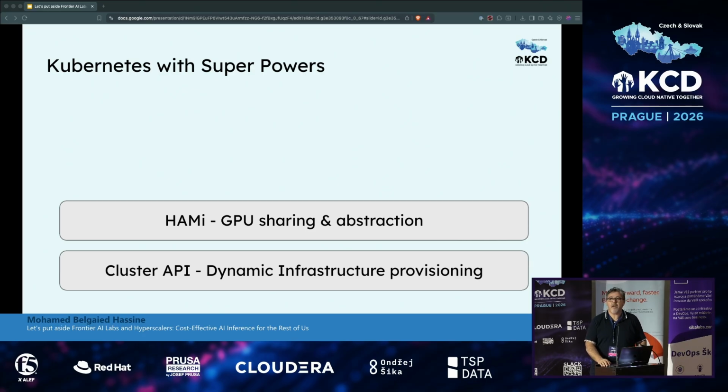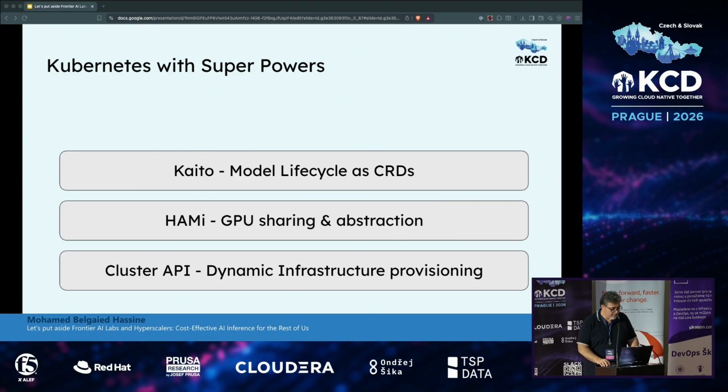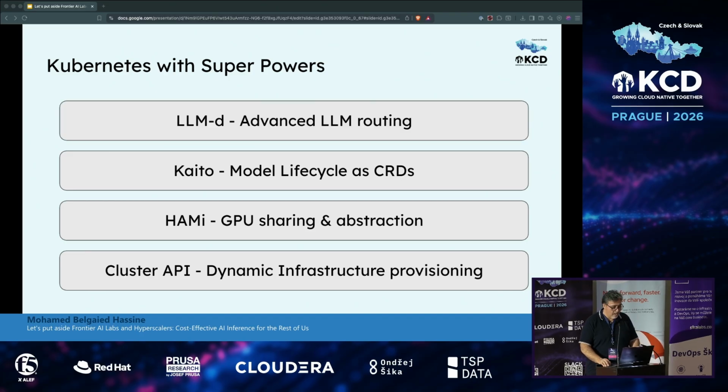So HAMi is about GPU sharing and abstraction. I will talk a little bit more about it in a second. Then the second project is Kaito. Kaito is a project that handles language model lifecycle as a CRD. So it simplifies deploying large language models in your infrastructure. And LLM-d is for advanced LLM routing for traffic.